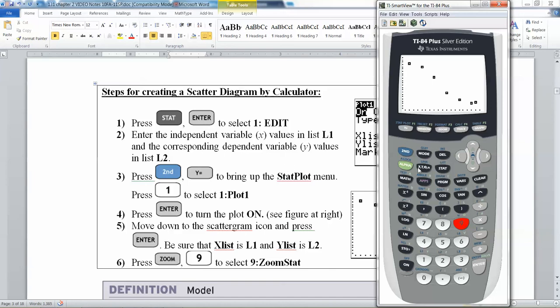All right, so that's how to make a scatter diagram. Stat, edit, put in your data, go to y equals, clear out any old stuff, and put in plot 1, make it dark, and then zoom 9. That's a scatter plot.